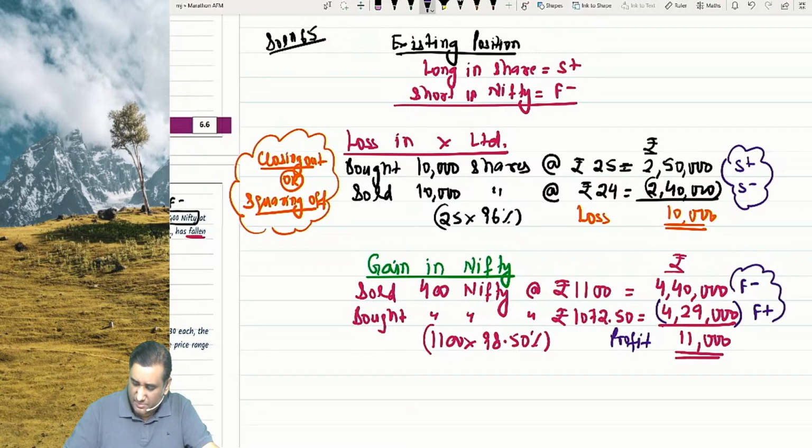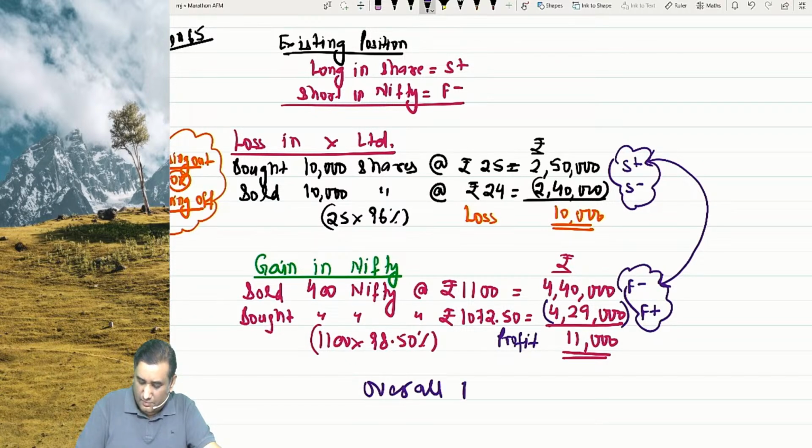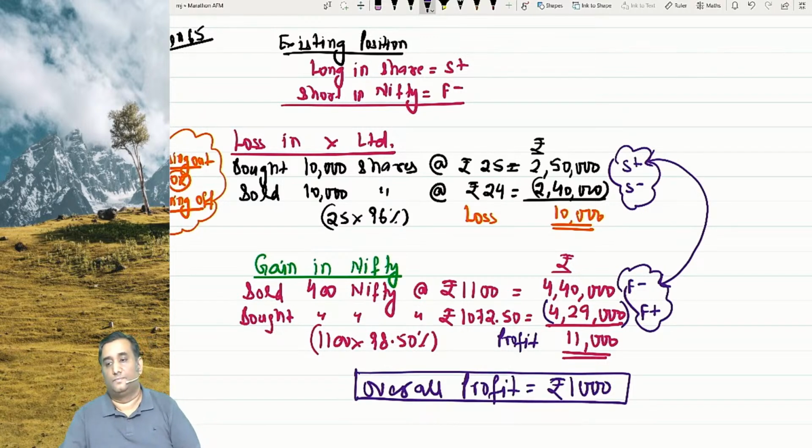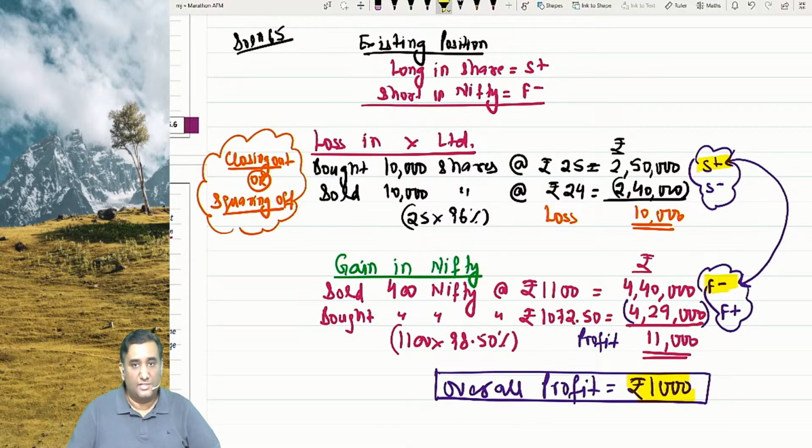Right. Other side, these are all S plus and F. Overall profit of the 1000. S plus F minus nothing but the hedging. Exactly what he'll mention. You have to divide by whatever he plus minus.